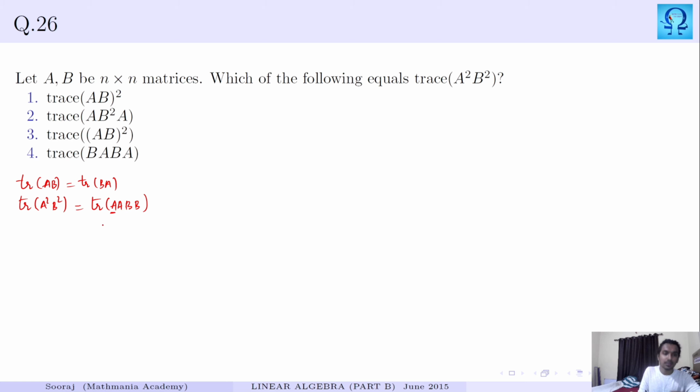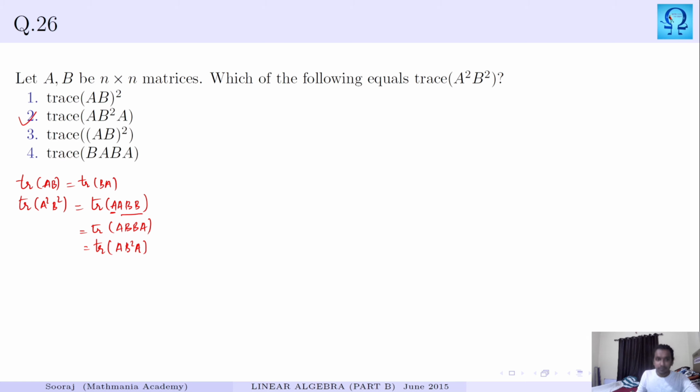So treat this A as a separate matrix, and that ABB as another n by n matrix. So this is trace of ABBA, which is nothing but trace of A B square A. So we got an option here. This is asked in part B. So if we find the right answer, we can stop here and move on.